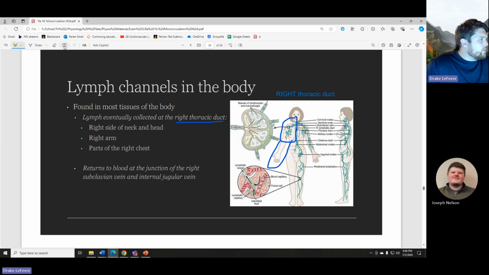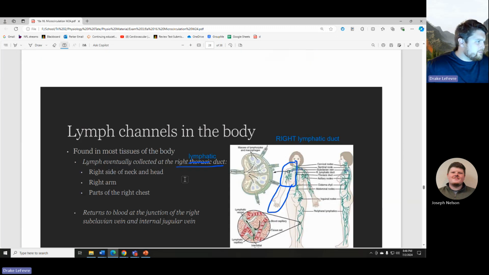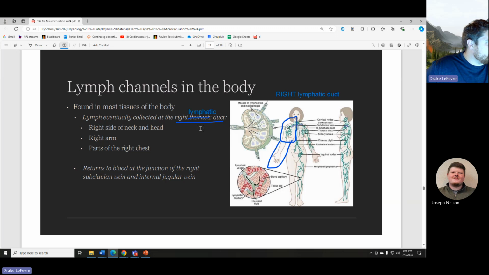That's because it's not the right thoracic duct. It's supposed to be the right lymphatic duct. Yeah, it should be right lymphatic. The right lymphatic duct and then the thoracic duct. Yeah, I knew that didn't sound right. I'll have to let him know about that as well.